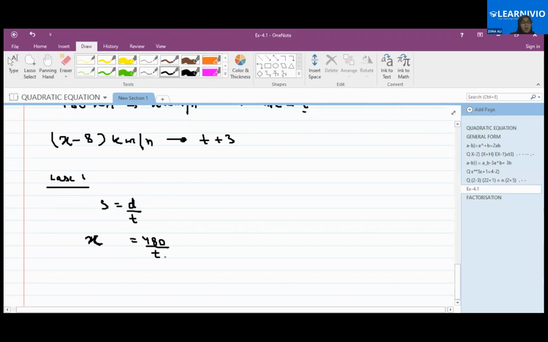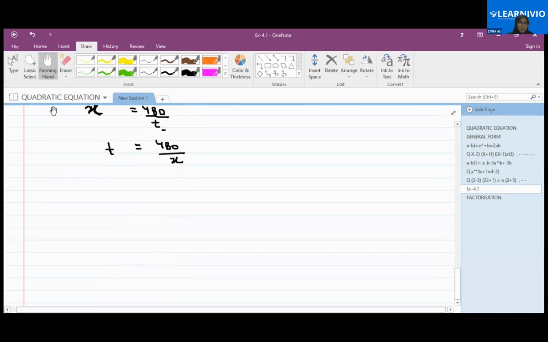Now, we don't have to solve this equation in two variables. First of all, we have to find the value of t, so we'll just take the value of t from here. That will be t equals 480 upon x. Now for case 2, in which you have decreased the speed, using the same formula, distance upon time, we have to get the time here. So time will be distance upon speed.